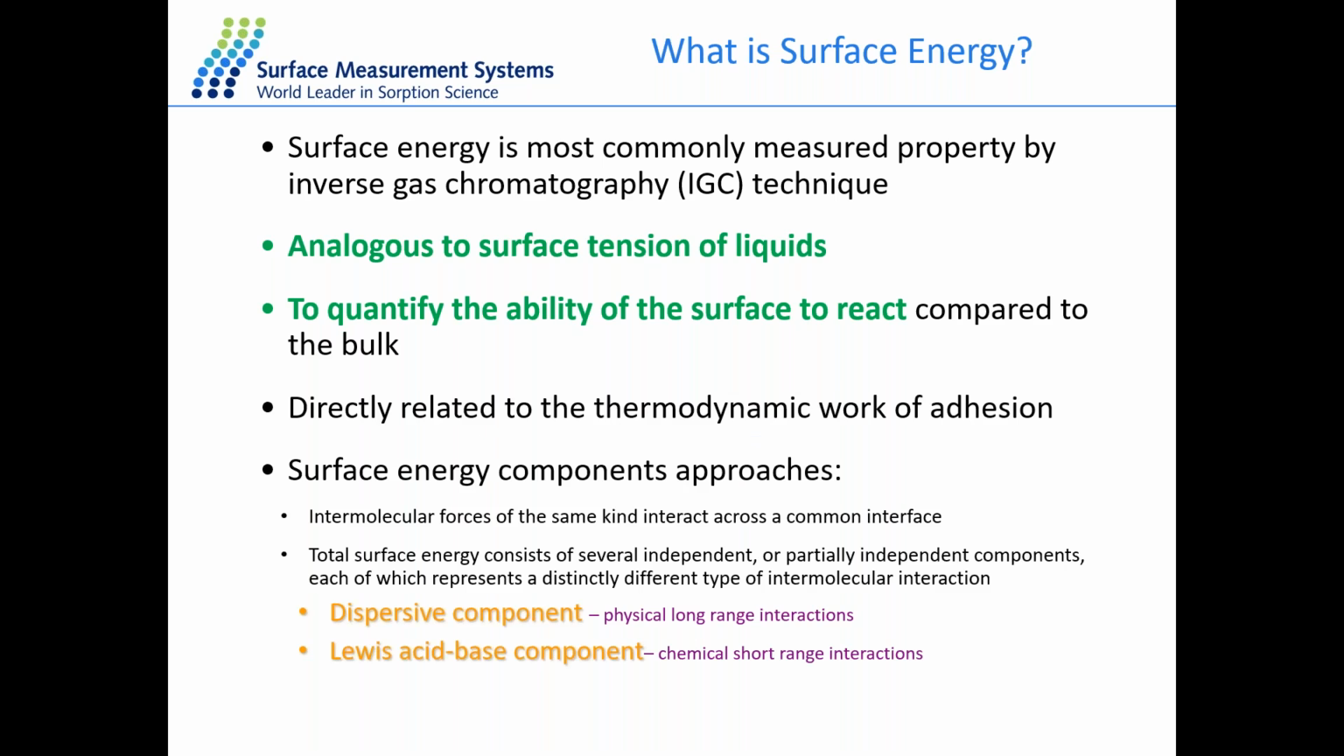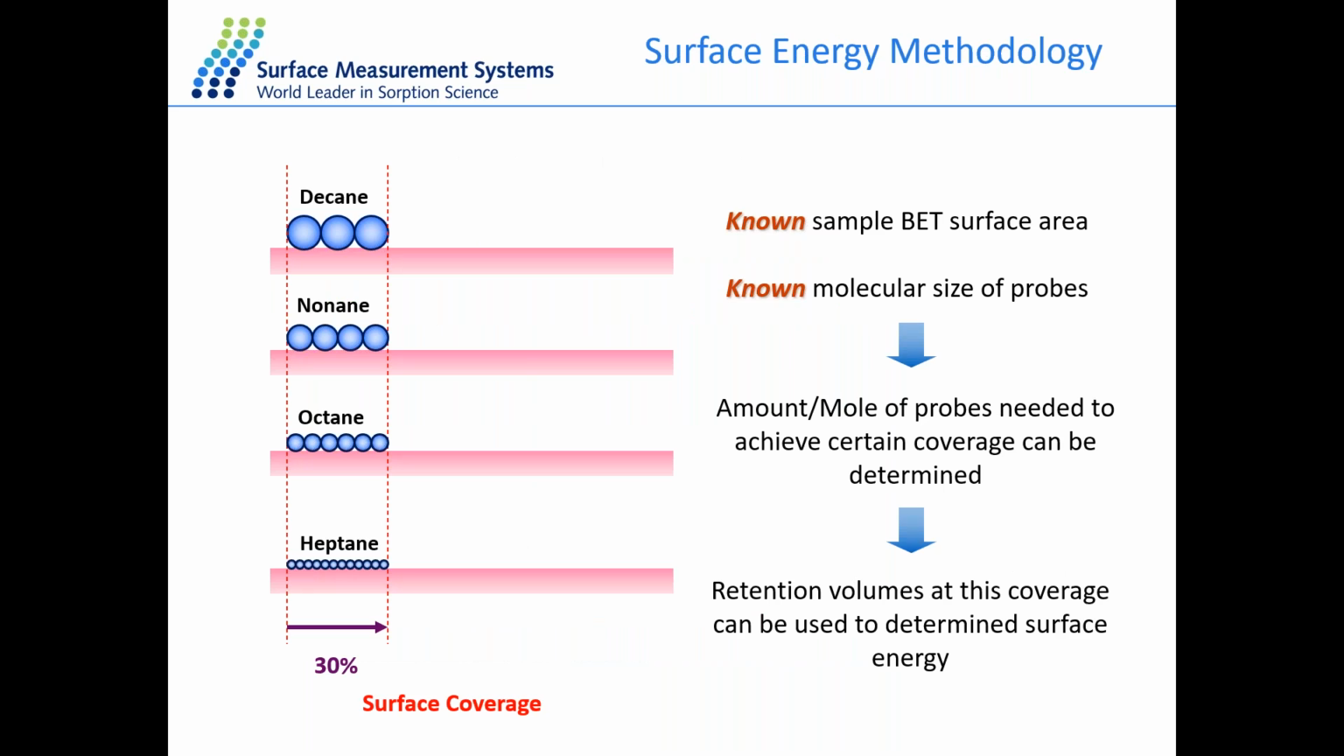To calculate the surface energy, we need a couple of components. We need the dispersive components, and this is in the form of your non-polar probes, which are alkanes. From this we can understand physical long-range interactions. We also have Lewis base components. This is our polar components, where we can understand our short-range interactions. So we need both of these probes to understand surface energy.